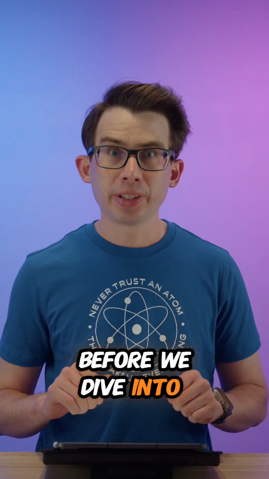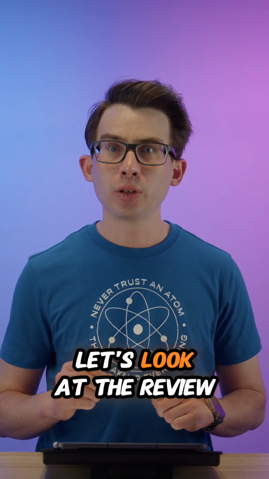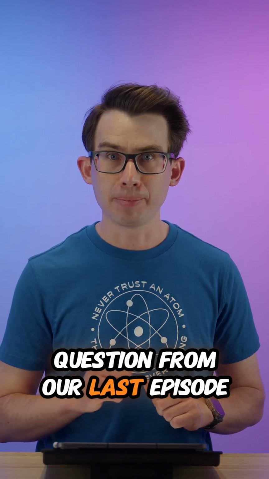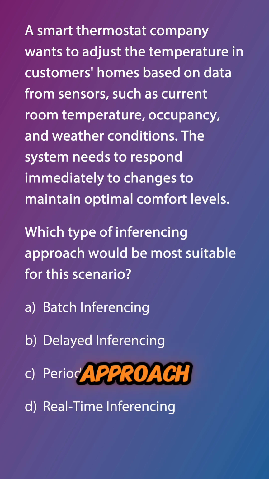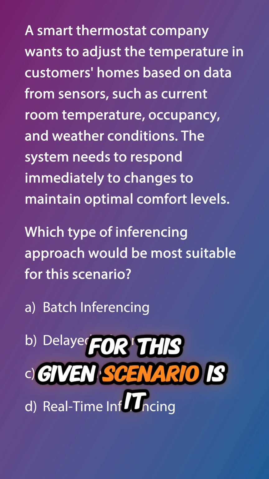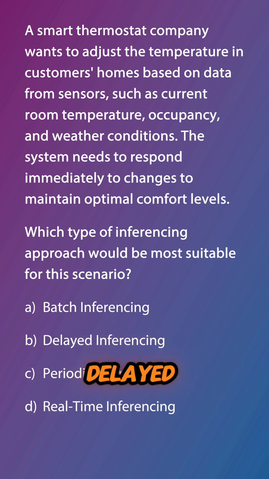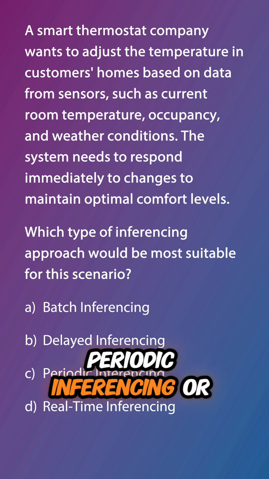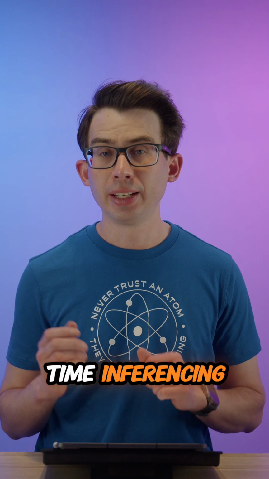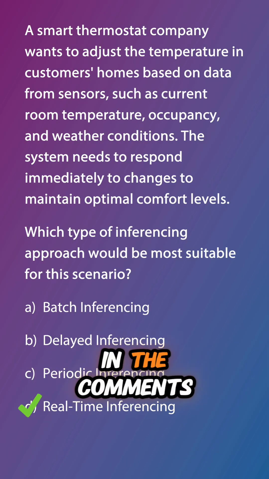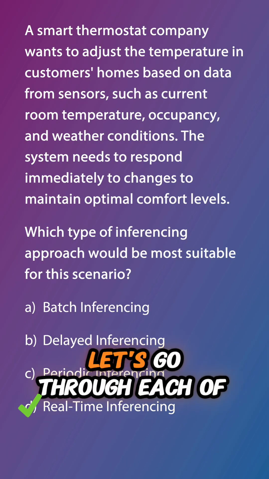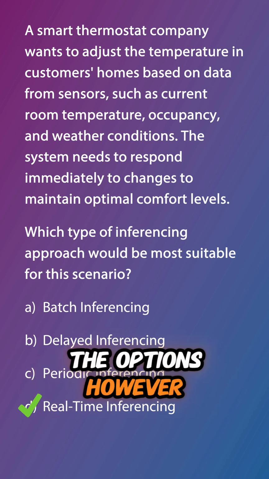Before we dive into today's objectives, once again, let's look at the review question from our last episode, which asked about the most suitable type of inferencing approach for this given scenario. Is it batch inferencing, delayed inferencing, periodic inferencing, or real-time inferencing? So the correct answer is D, and congratulations to everyone in the comments who got that correct. Let's go through each of the options, however.